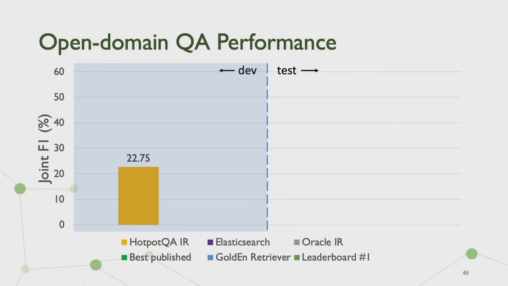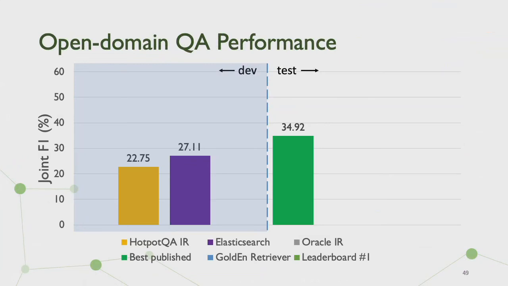So if we just plug our question answering component into the original HotpotQA IR system, we get pretty poor performance. If we replace that with Elasticsearch, we can actually get a pretty big gain just from that. So this kind of tells you that if you want to work with a large collection of documents, making sure that your IR engine works actually matters. But that actually brings us not much closer to the best published system at the time, which is about 35% on this metric.